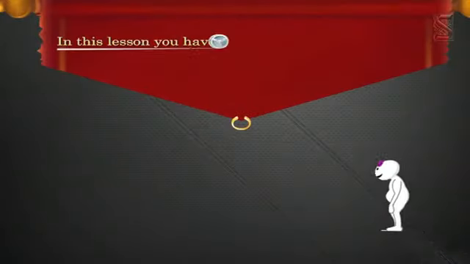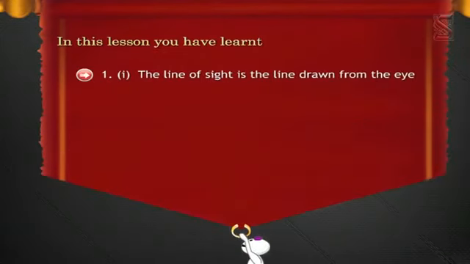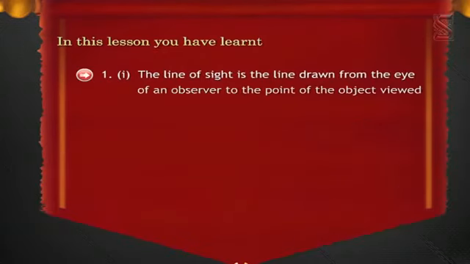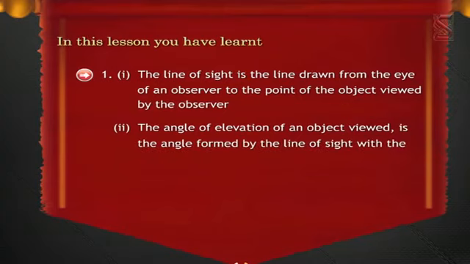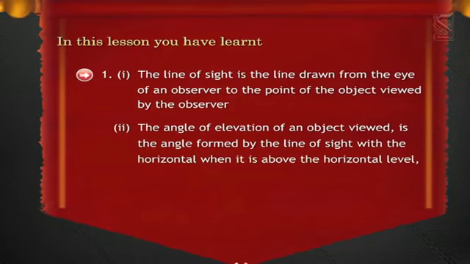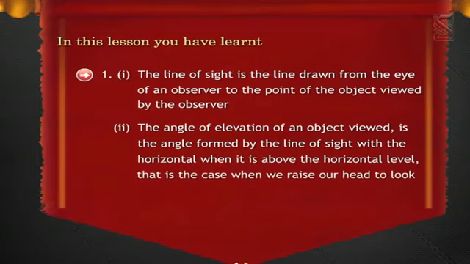In this lesson you have learnt the line of sight is the line drawn from the eye of an observer to the point of the object viewed by the observer. The angle of elevation of an object viewed is the angle formed by the line of sight with the horizontal when it is above the horizontal level. That is the case when we raise our head to look at the object.